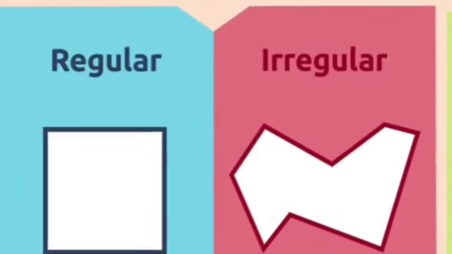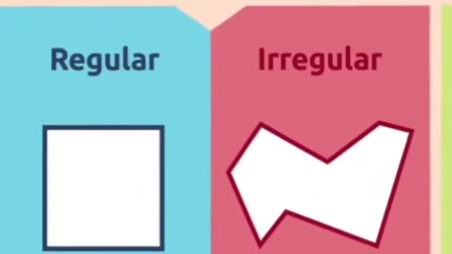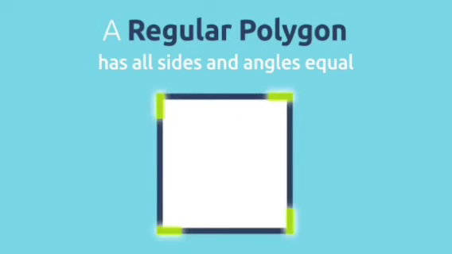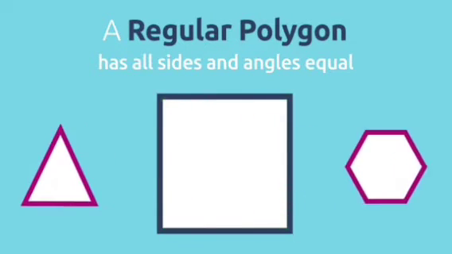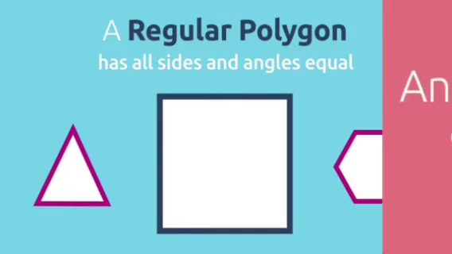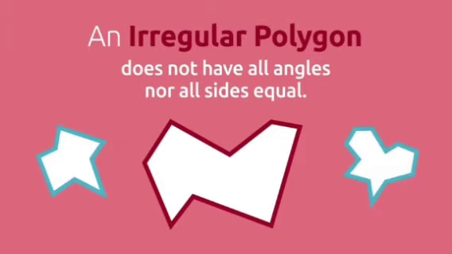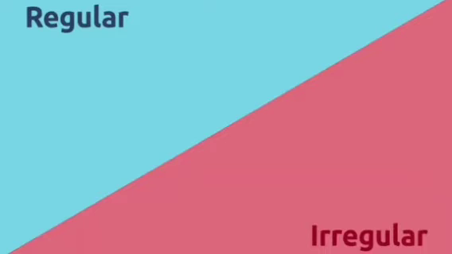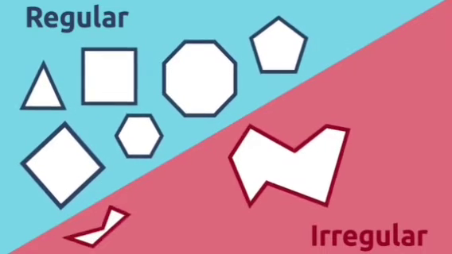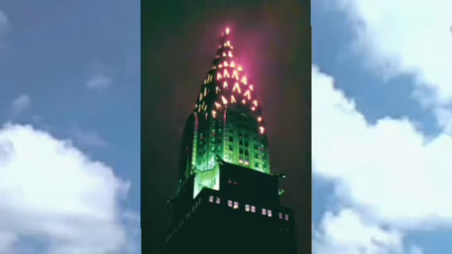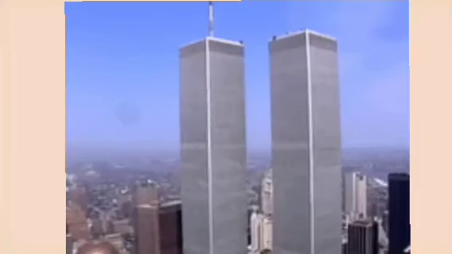We can also classify polygons as regular and irregular polygons. A regular polygon has all its sides and angles equal. An irregular polygon does not have all its angles and all its sides equal. Here you can see some examples of regular and irregular polygons. Here are some structures. Can you see polygons in them?